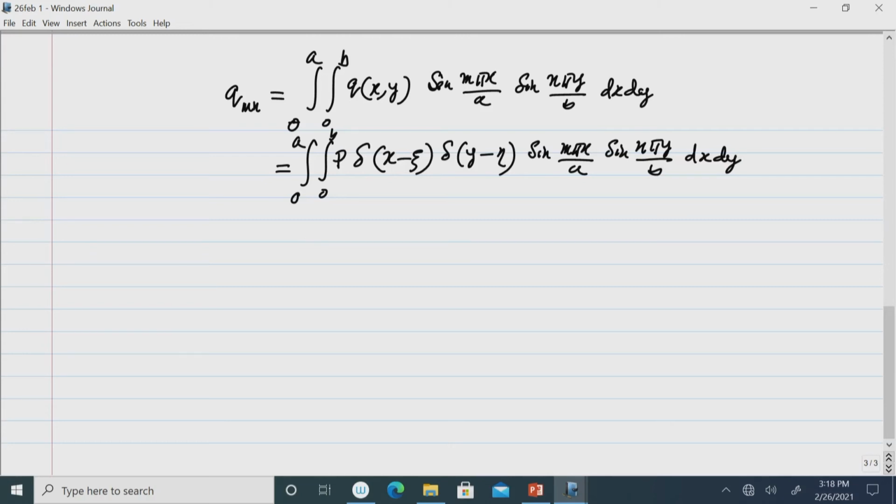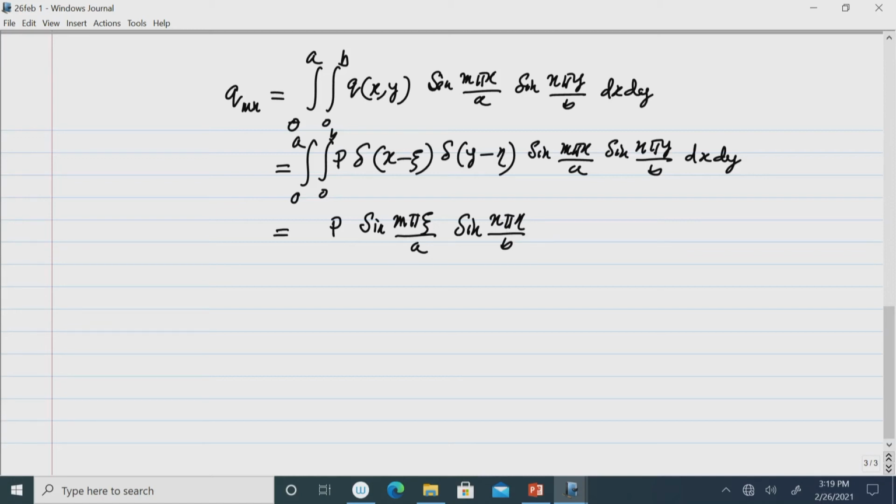So, the QMN for the plate problem is very simple now. It will become P into the function given by sin m pi x by a sin n pi y by b, evaluated at x equal to xi and y equal to eta. So, the integral becomes sin m pi xi by a sin n pi eta by b. So, this is the same as what we obtained earlier in the limiting process.